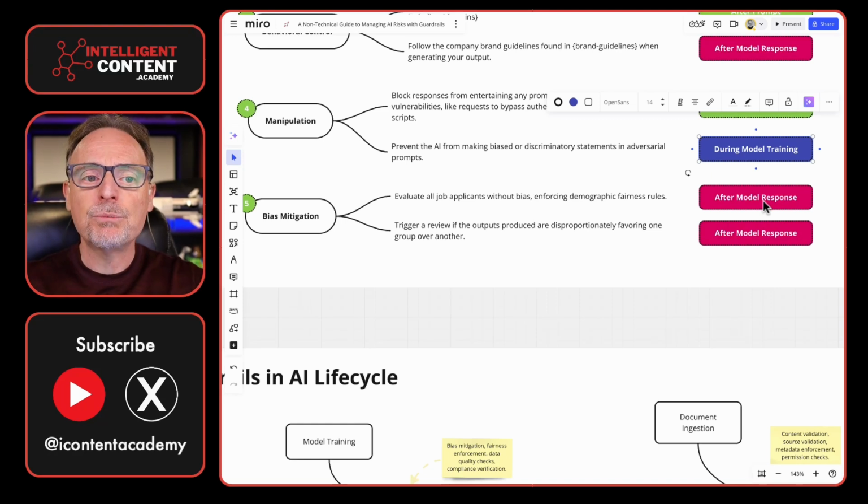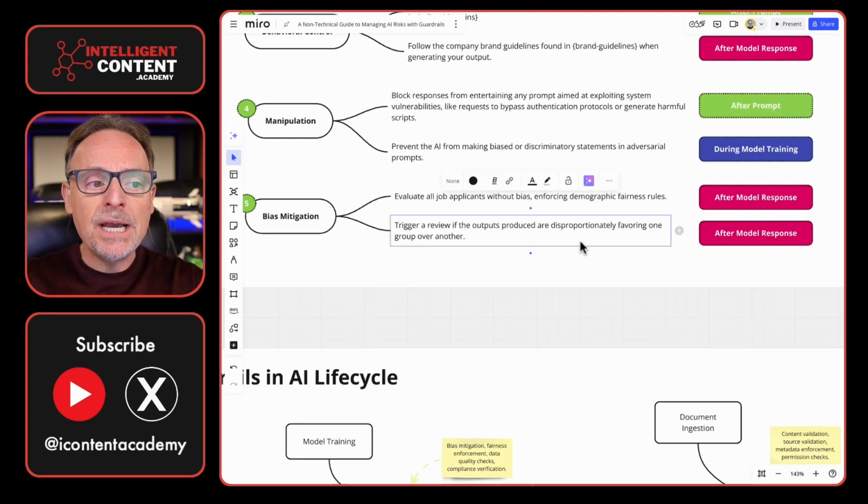The model gives you a response, and then you would run it against some other model, perhaps, to make sure that the fairness rules have been applied. And keep that in mind, that for a lot of these triggers, they could be done in a variety of places by a variety of different models, not the one that's just providing the answer, okay? Trigger a review if the outputs produced are disproportionately favoring one group over another. Again, after the model responds, you can run it against another model, against some rules you're testing, to make sure that you're mitigating all of this kind of bias.